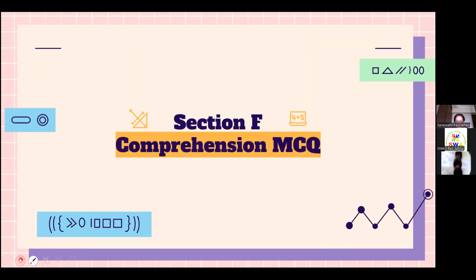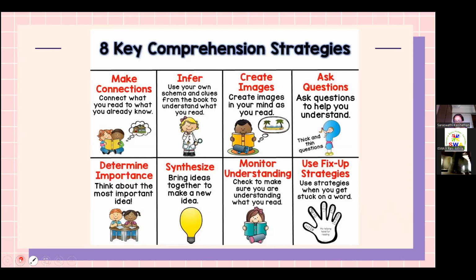Well done. All right. So now we are going to go to section F, and this is comprehension MCQ. MCQ means multiple choice question. It means they will give you few answers and you have to choose the right answer. Let's very quickly again look at the key comprehension strategies. That means tools that you can use to do your comprehension. Okay, whenever you read your comprehension, that means your story.